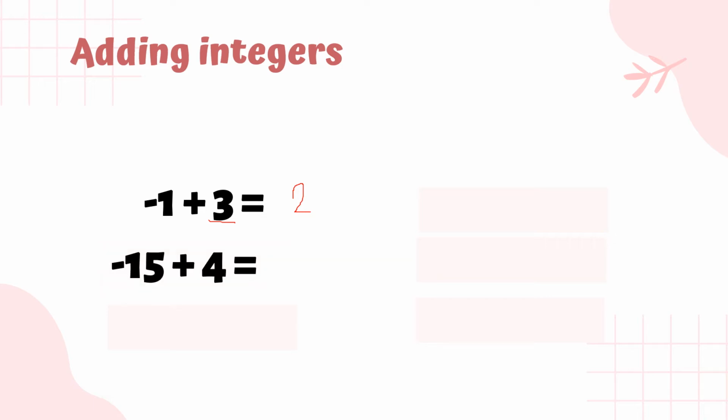Another example, -15 plus positive 4. So, notice, iba-iba po ang kanilang sign. So, we have negative, and the other one is positive. So, if they have different signs, simply subtract the two. 15 minus 4 is 11.